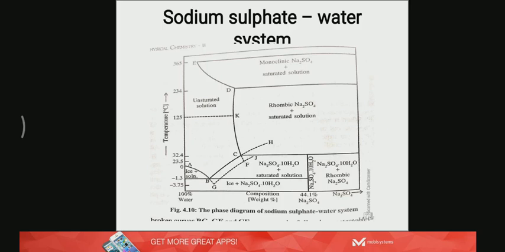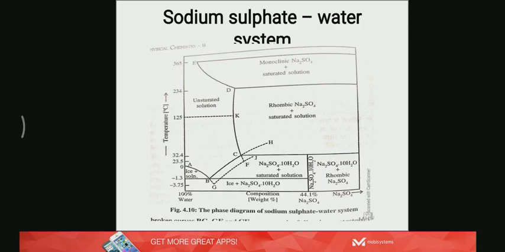Today we discuss one example for a two component system involving formation of a compound with incongruent melting point. In the previous class we have discussed the general phase diagram of an incongruent melting system. Here we have an example. The system is the sodium sulphate water system. Obviously, it is a salt water system, so the compound formed will be a salt hydrate.